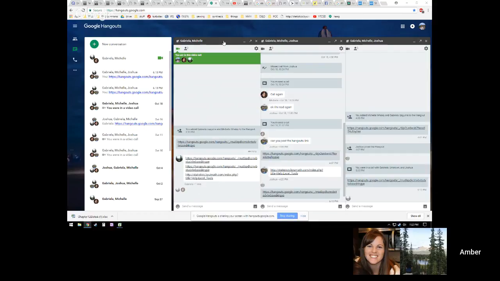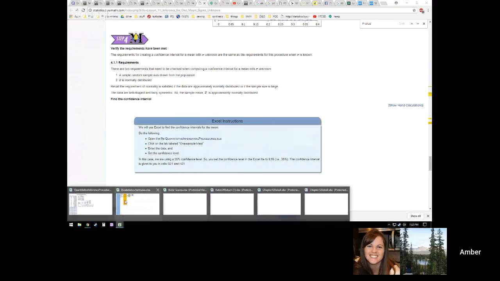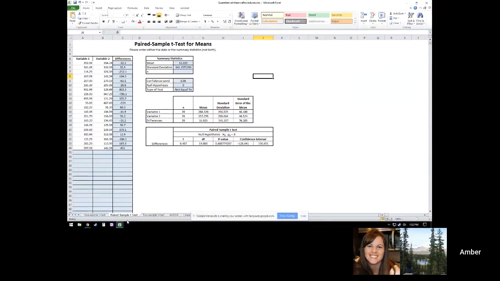Okay, go to lesson 11 on your computer. It's the second one down. I just searched it and found it. Okay, so tab 2 would be paired sample test. Oh, are you doing paired sample test or two sample tests? Yes. Paired sample test.